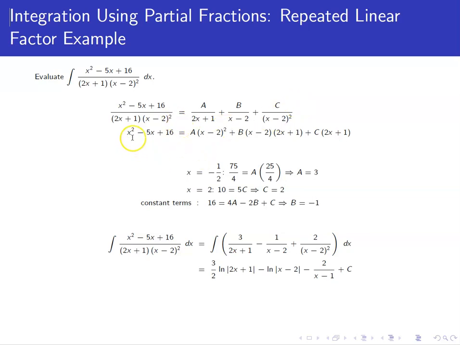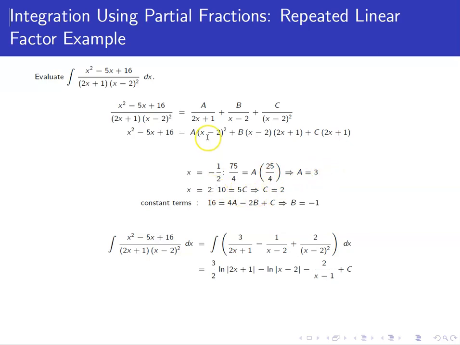Clear the fractions, so we get the equation x squared minus 5x plus 16 has to equal a times (x minus 2) squared plus b times (x minus 2) times (2x plus 1), and then plus c times (2x plus 1). This is a statement about polynomials, so it has to work no matter what we plug in for x. Plug in negative a half, we'll knock out the b and the c terms here. We'll get the equation 75 fourths equals a times 25 fourths, so a has to be 3.